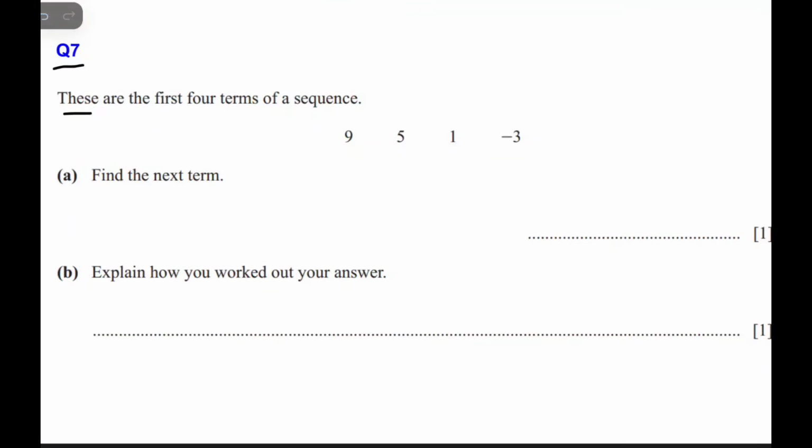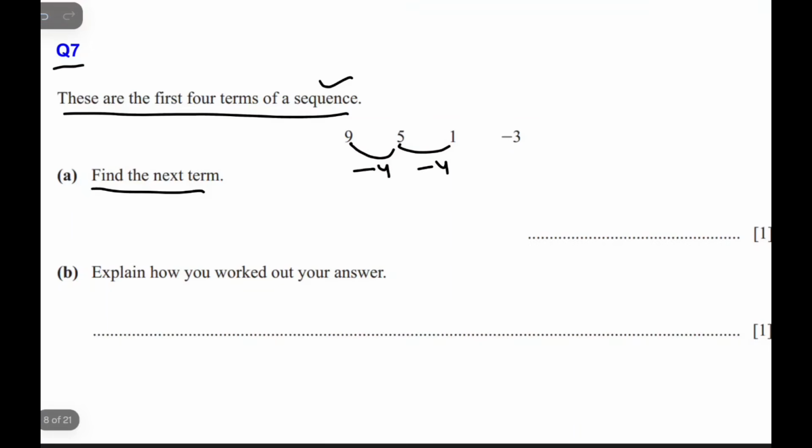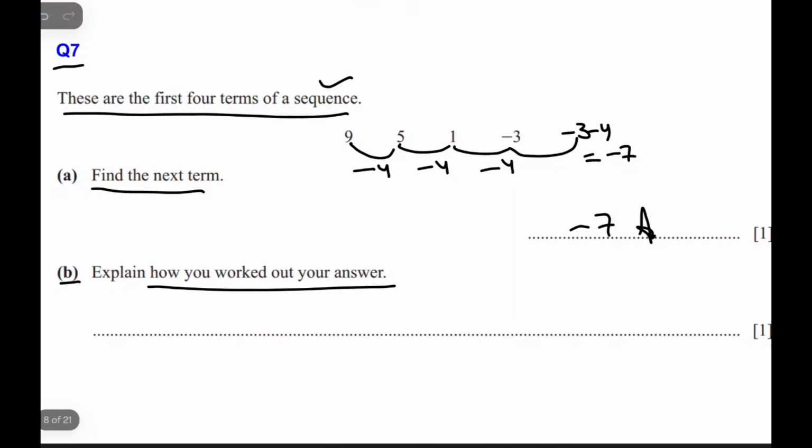Question number 7, these are the first 4 terms of the sequence. We have to find the next term. Now if we find the difference, 5 minus 9 is minus 4, 1 minus 5 is minus 4, minus 3 minus 1 is minus 4. So the next difference will also be minus 4. So the next term will be minus 3 minus 4, that is minus 7. B part, explain how you worked out your answer. So we have subtracted 4, as the difference between the terms was minus 4.